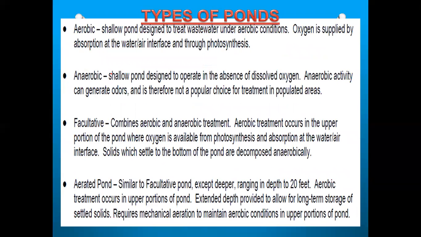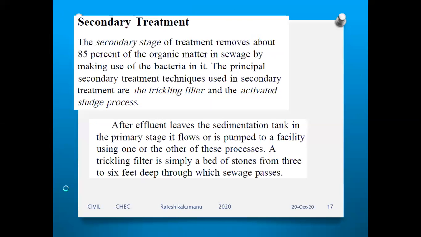So coming to the types of ponds, that is, oxidation ponds. In the secondary treatment process, we have various types of oxidation ponds. The first one is the aerobic pond. Next one is the anaerobic pond. Third one is the facultative pond. Fourth one is the aerated pond. So we will see these in detail.